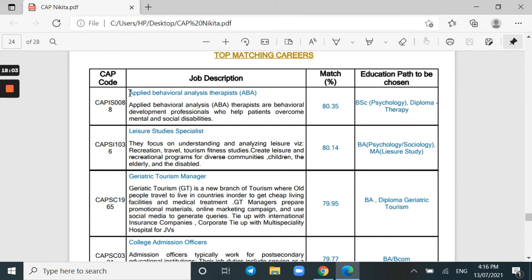In this case the first one is applied behavioral therapist, which is an independent career but working with people and analyzing and using the intrapersonal abilities. The percentage of match, how strongly it is matching, is 80.35%, and the education path to take is BSc in psychology and diploma in therapy, and she can get into this career if she focuses on it. The second is leisure studies specialist. So they focus on understanding and analyzing leisure studies like recreational tourism, fitness. So this is another end career, percentage matching, and the way to go.